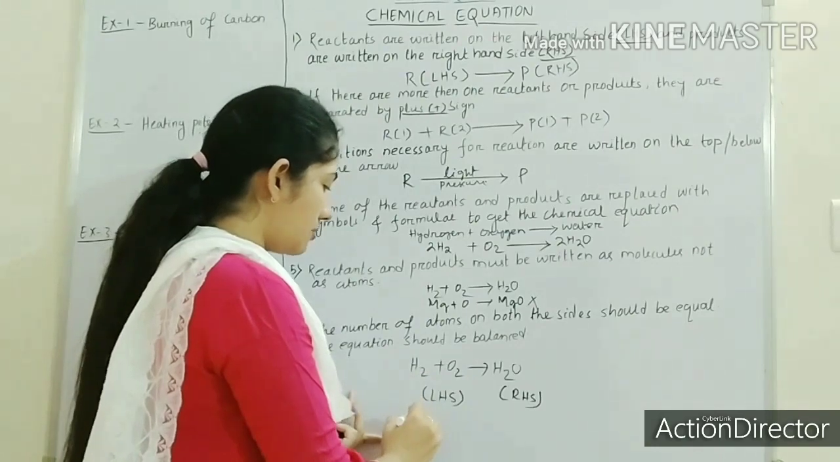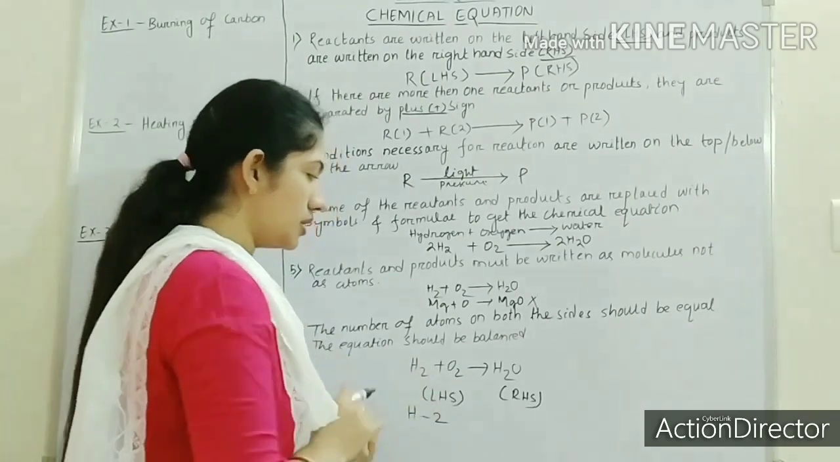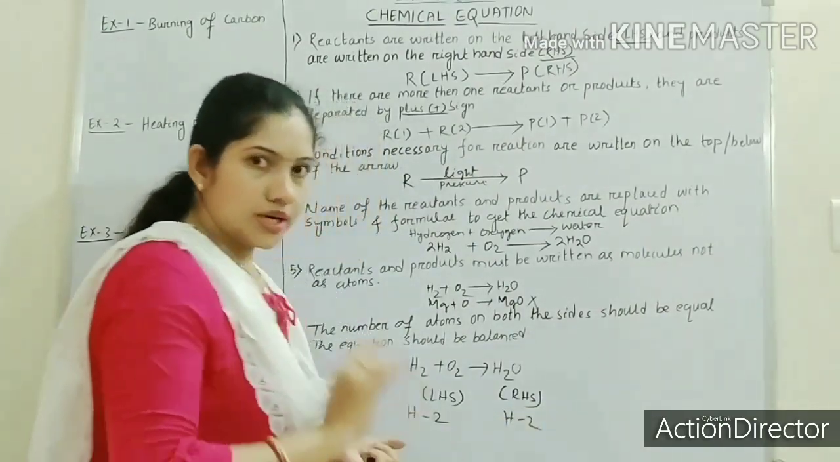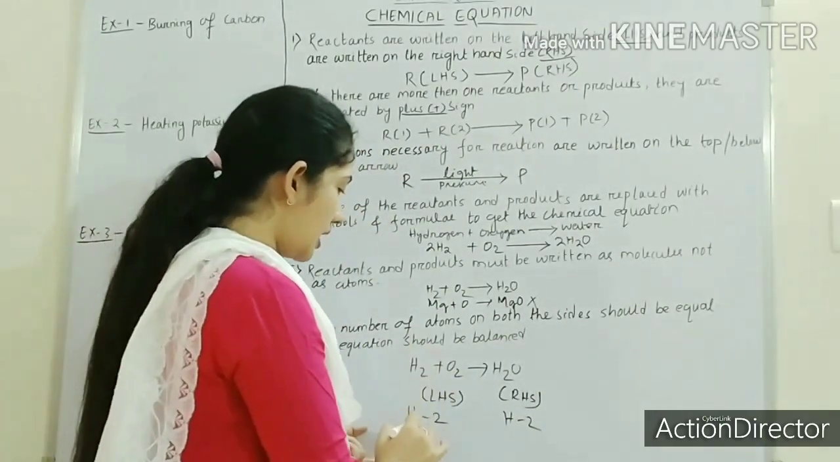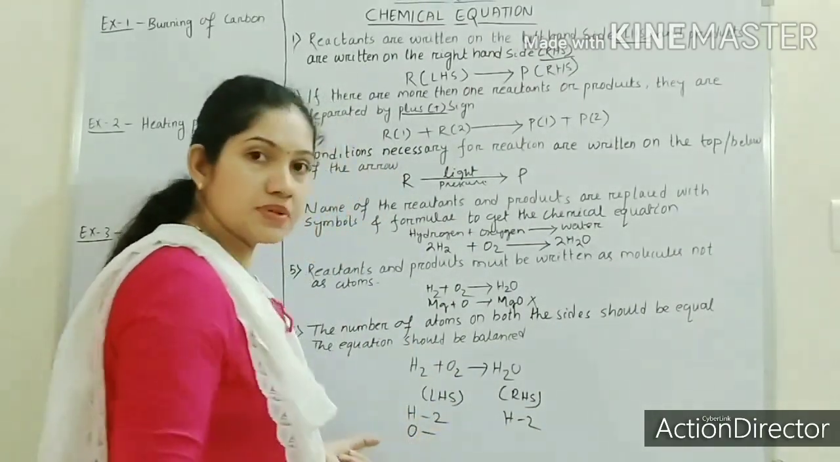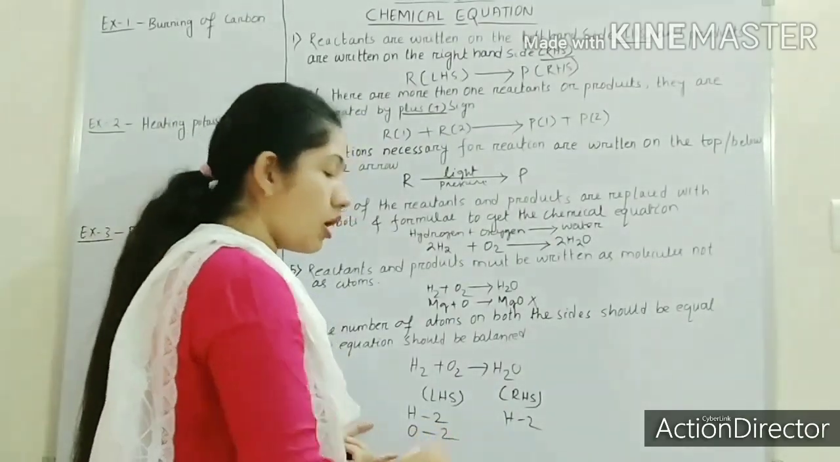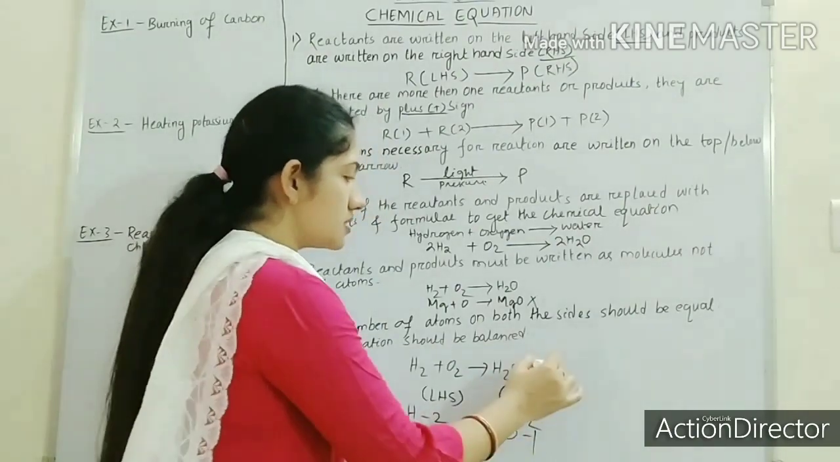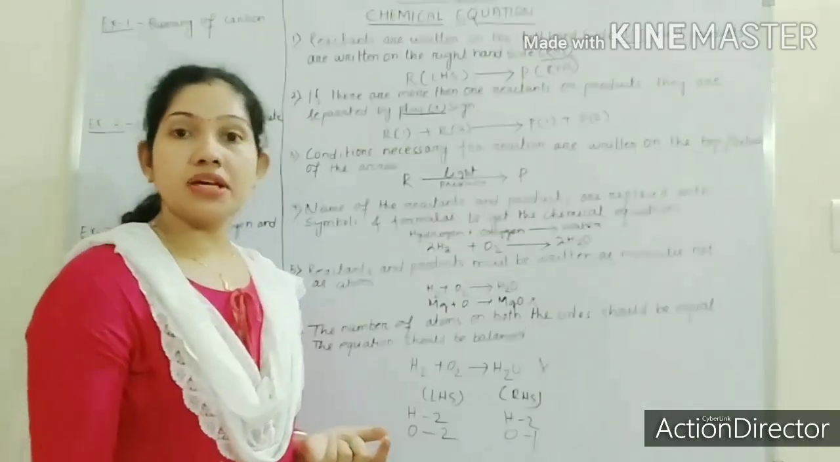Number of hydrogen is 2. How many hydrogen towards the right hand side? The same, 2. It is correct. How many oxygen towards the left hand side? 2. How many oxygen towards the right hand side? 1. Means this is a wrong chemical equation.